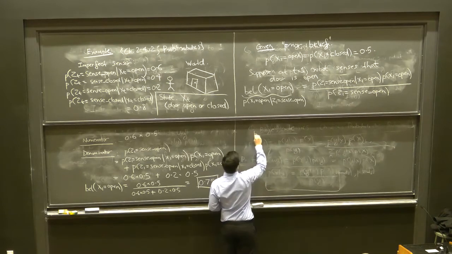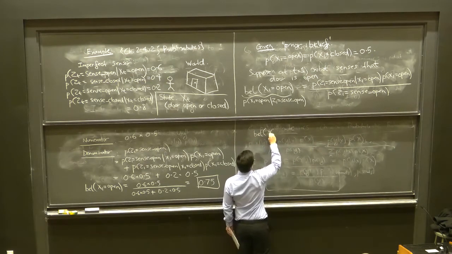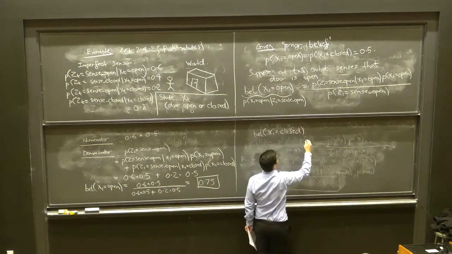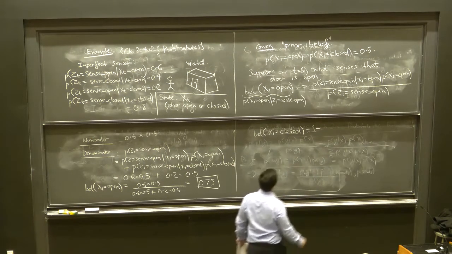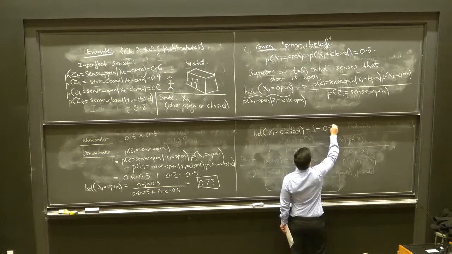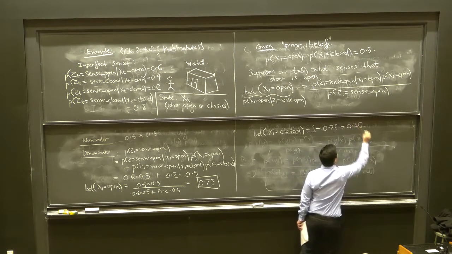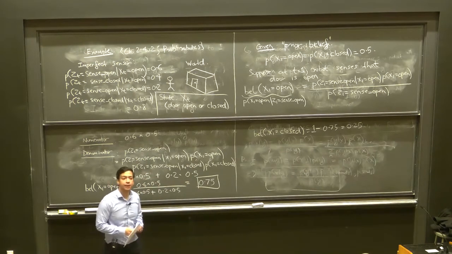So the belief that the door is closed is 1 minus 0.75, which is 0.25. Okay. All right, any questions on these calculations?